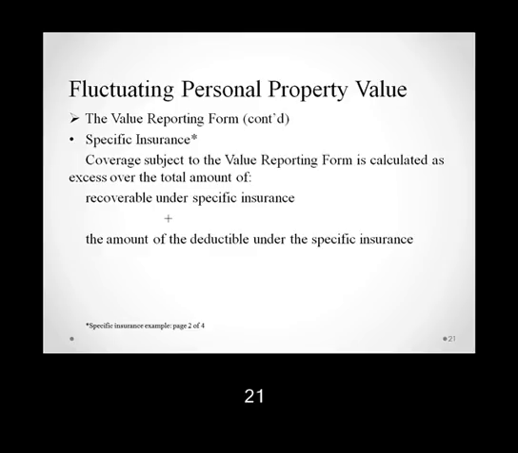If there is a loss, the specific insurance will go ahead and pay for the loss first. Any loss that is not covered under specific insurance will be paid under this value reporting form. So the value reporting form payment will be the total loss minus anything recoverable under specific insurance and minus the amount of the deductible under the specific insurance.